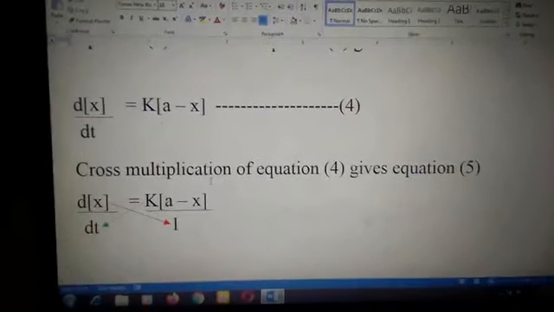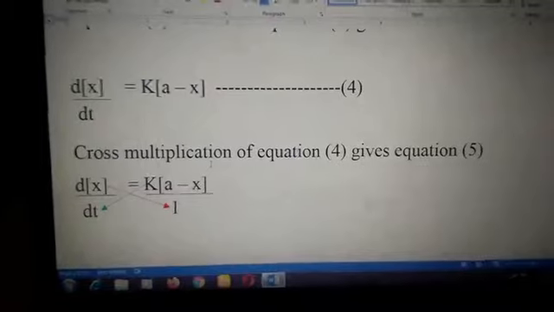Then having obtained equation 4, what do we do? We'll cross multiply.